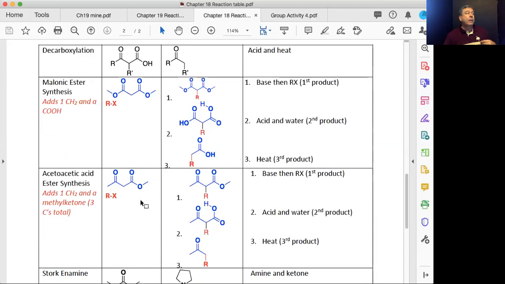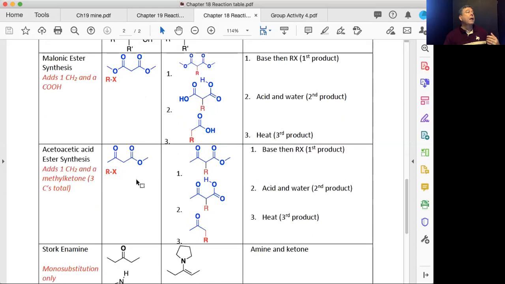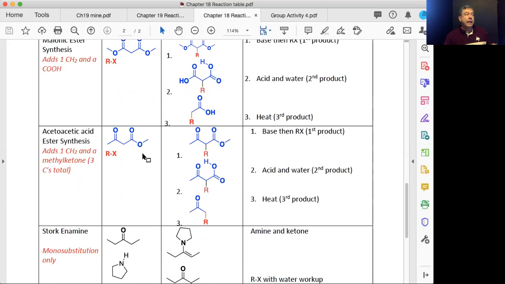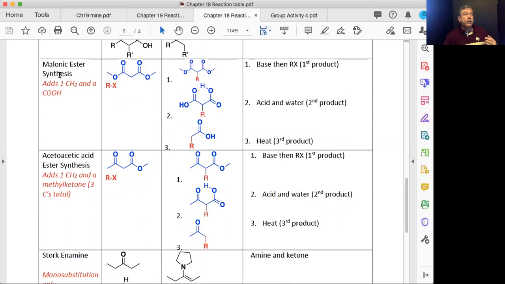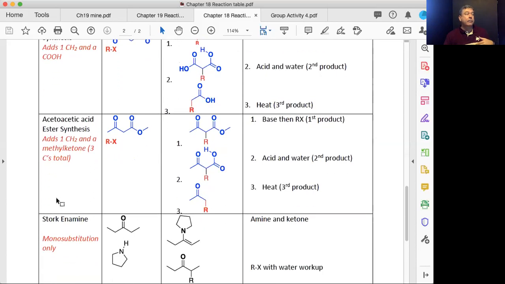And then the malonic acid ester synthesis is where you're going to add a CH2 and a carboxylic acid, so you're extending a chain by one. In the acetic acid ester synthesis, you always add a methyl ketone. So that's the key here: you end up with a methyl ketone, or a total of 3 carbons added. So you have to select whether you want 1 carbon and a carboxylic acid, or 3 carbons and a methyl ketone. And so you can easily choose which one you want.